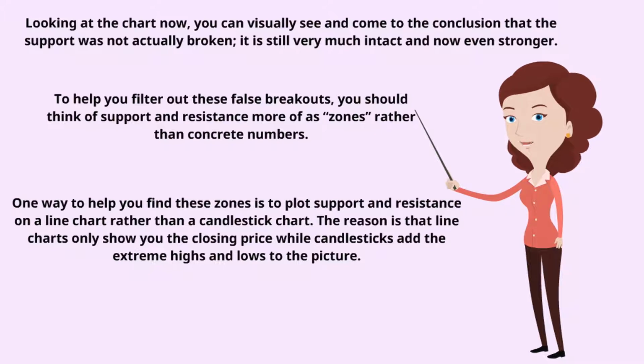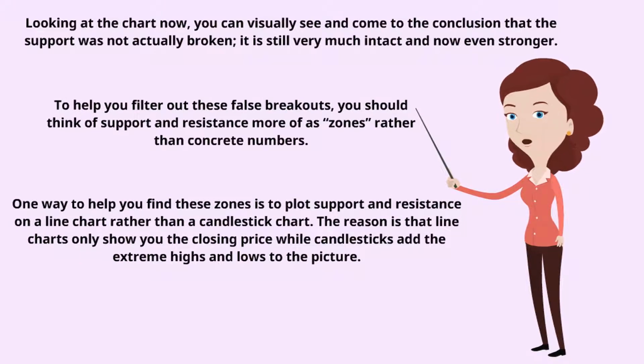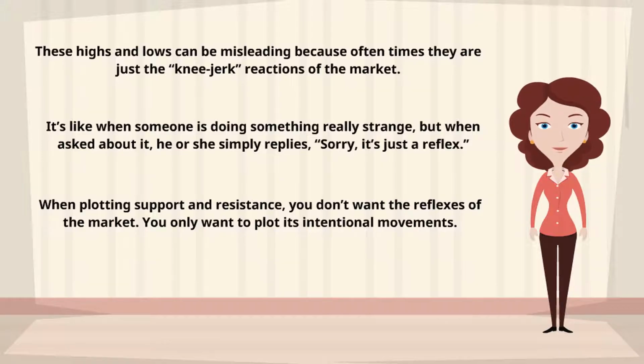To help you filter out these false breakouts, you should think of support and resistance more as zones rather than concrete numbers. One way to help you find these zones is to plot support and resistance on a line chart rather than a candlestick chart. The reason is that line charts only show you the closing price while candlesticks add the extreme highs and lows to the picture. These highs and lows can be misleading because oftentimes they are just the knee-jerk reactions of the market. It's like when someone is doing something really strange, but when asked about it, he or she simply replies, "Sorry, it's just a reflex."